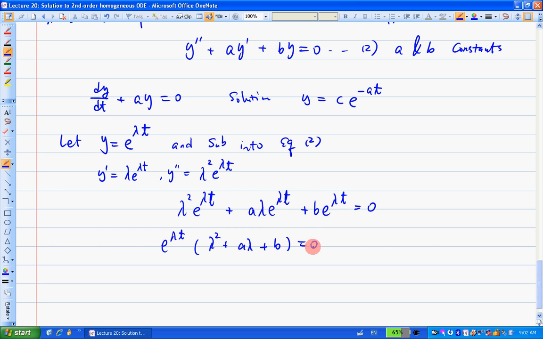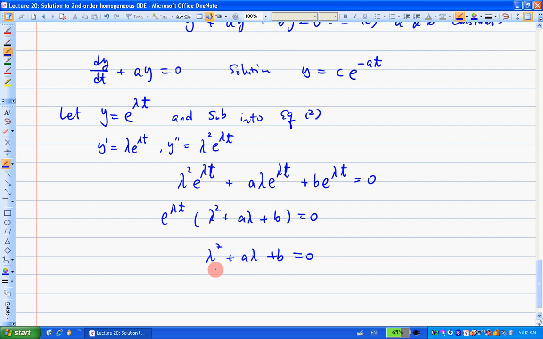If I want my assumption to be right, I have to make this left side 0, right? The only way to make my assumption right is to make this term 0, because the exponential term is not going to be 0. So if you can find a lambda that satisfies this equation right here, then e to the power lambda t is a solution. That's pretty good because it means our assumption is right.